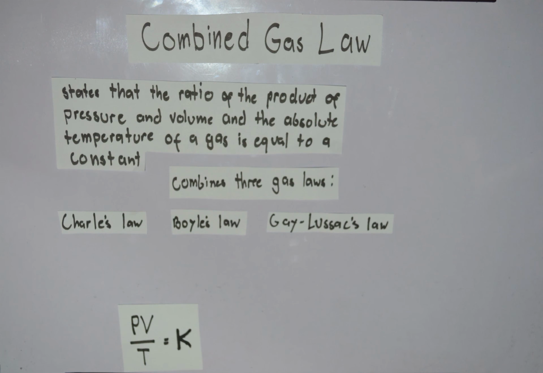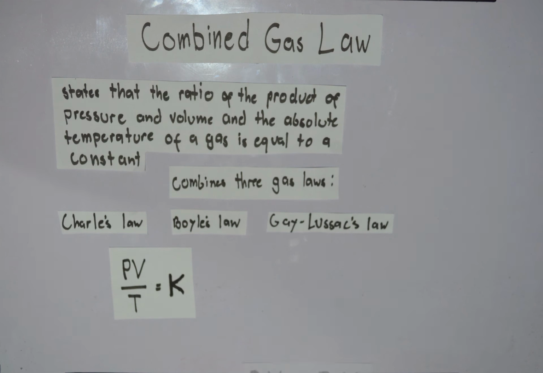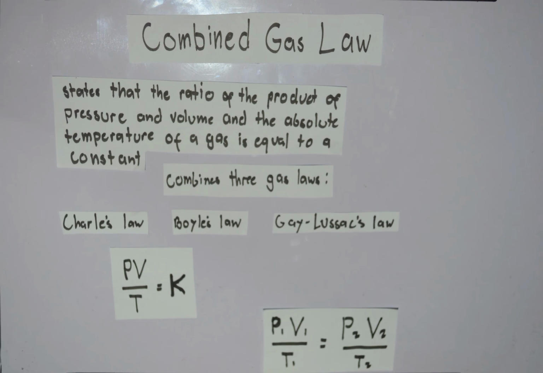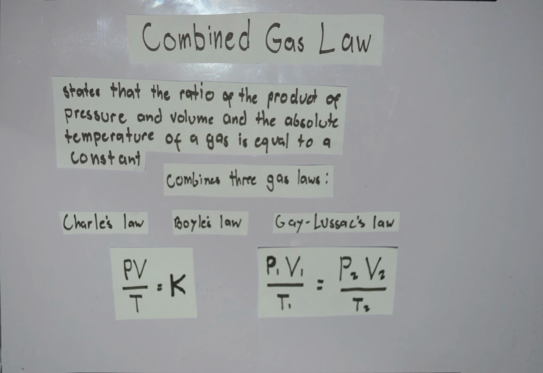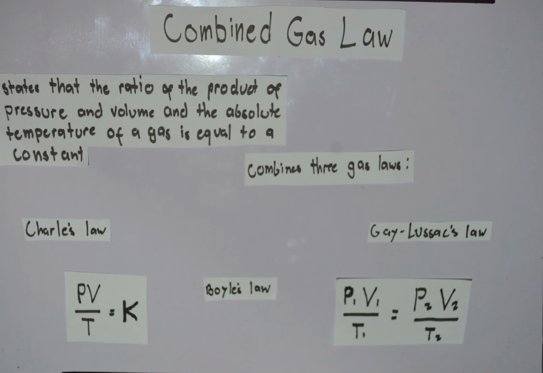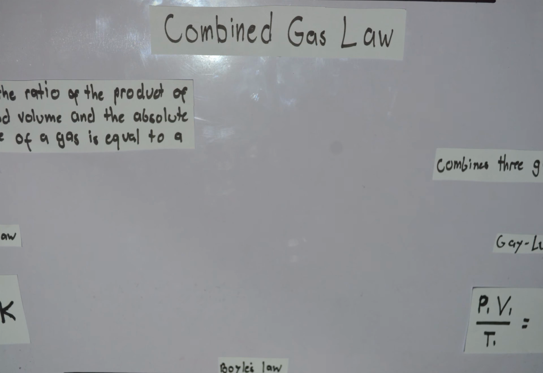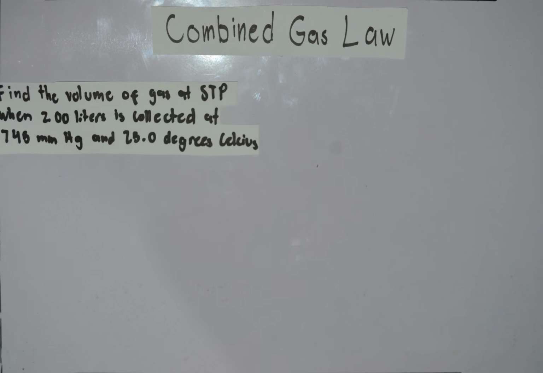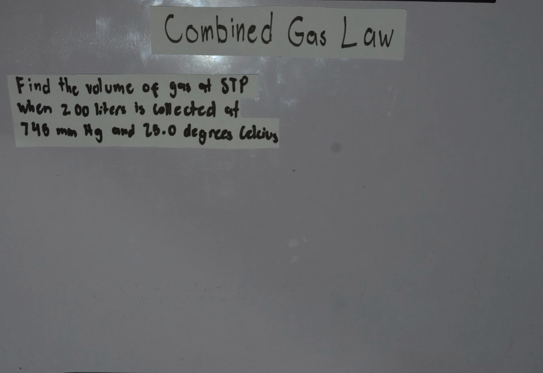Combined gas law. The combined gas law combines the three gas laws: Boyle's law, Charles' law, and Gay-Lussac's law. It states that the ratio of the product of pressure and volume and the absolute temperature of a gas is equal to a constant. Unlike the named gas laws, the combined gas law doesn't have an official discoverer. It is simply a combination of the other gas laws that works when everything except temperature, pressure, and volume is held constant. There are a couple of common equations for writing the combined gas law.